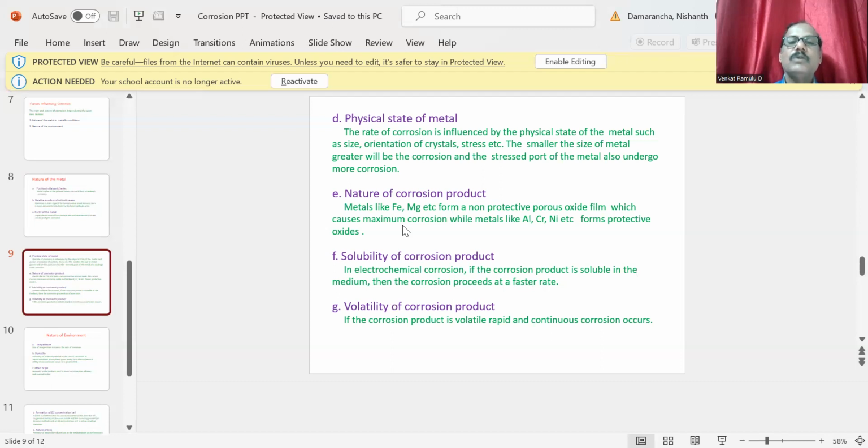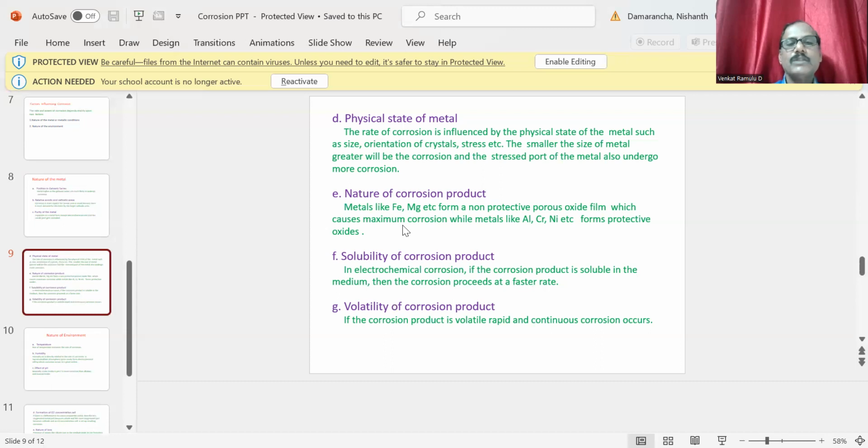And for example, you take aluminum, chromium, nickel, etc. These metals form protective oxide films. So that's why the underlying metal corrosion rate will be very, very less. The corrosion will be restricted due to the formation of protective oxide film on the surface. So the nature of the corrosion product decides the rate of corrosion.